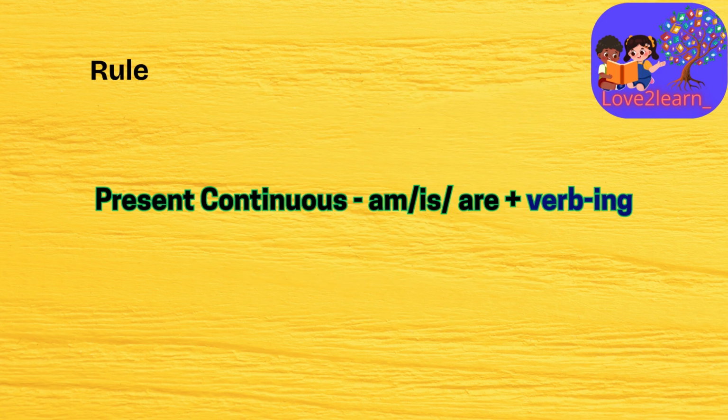Rule for present continuous tense. In a sentence, am, is, or are is a helping verb. With that, the action verb should be added with ing for present continuous tense.